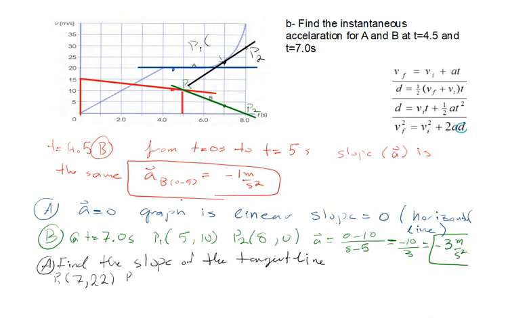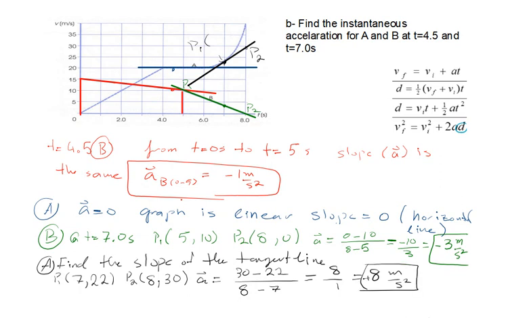And P2 is going to be 8 seconds and 30 meters per second. So when you do the acceleration here, that's going to be 30 minus 22 divided by 8 minus 7, and we're going to end up with 8 on top, 1 at the bottom, so we have 8 meters per second squared, and it is positive, which again is not surprising here. As you see here, we have a positive line. Okay, that's everything.